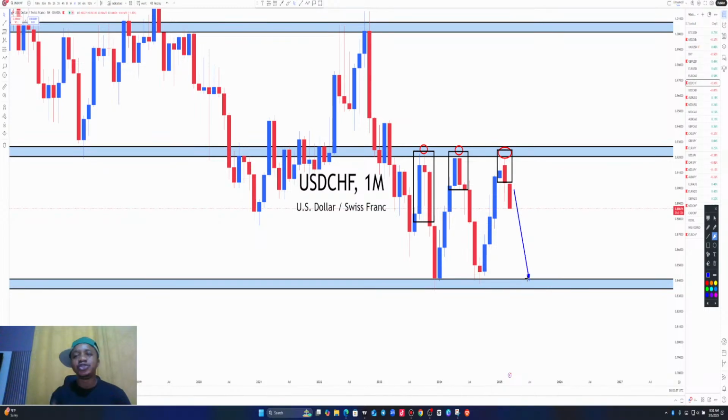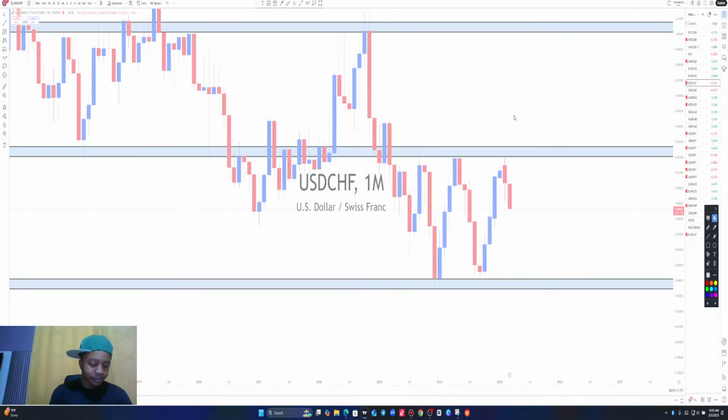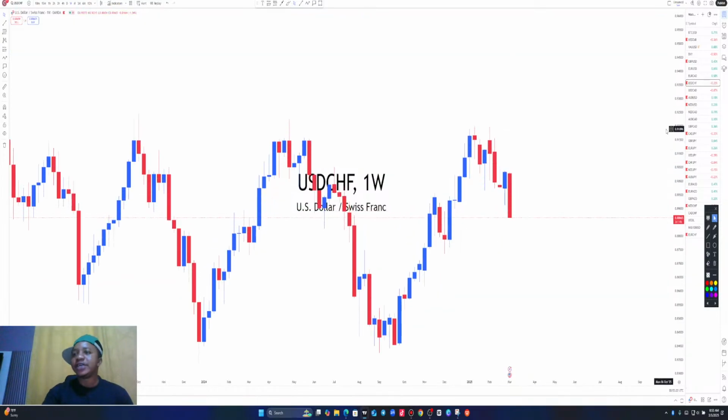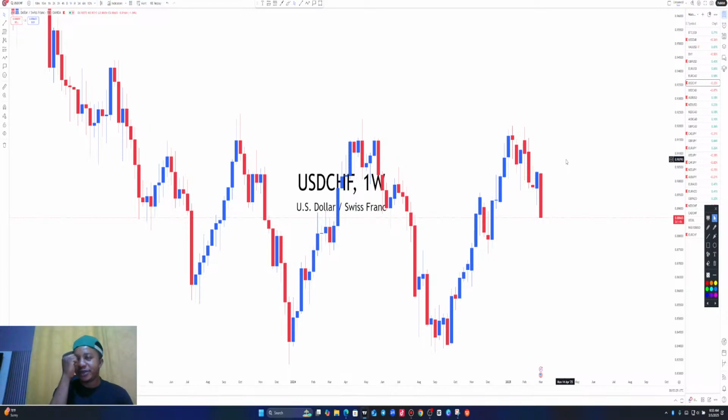Now, let's take it further to a weekly time frame to have more understanding as to what exactly is happening before we can be looking for the selling opportunities all the way down. So let's take it all the way to the weekly time frame. All right, so onto the weekly time frame of USD CHF. Let's go. We are going to take our time, explain what the weekly is doing so that we can know how to pick our entry to the downside on this pair.